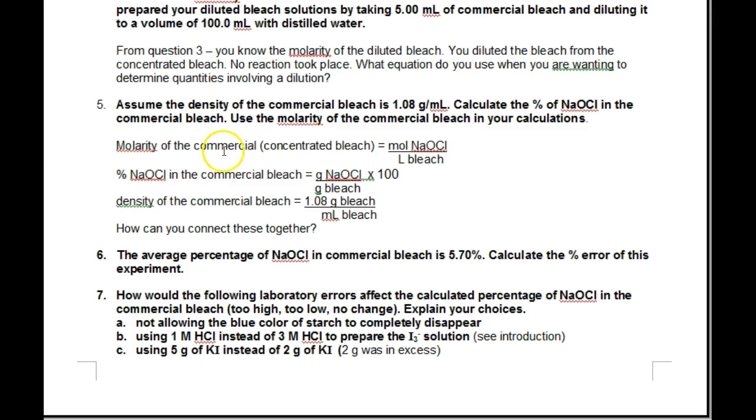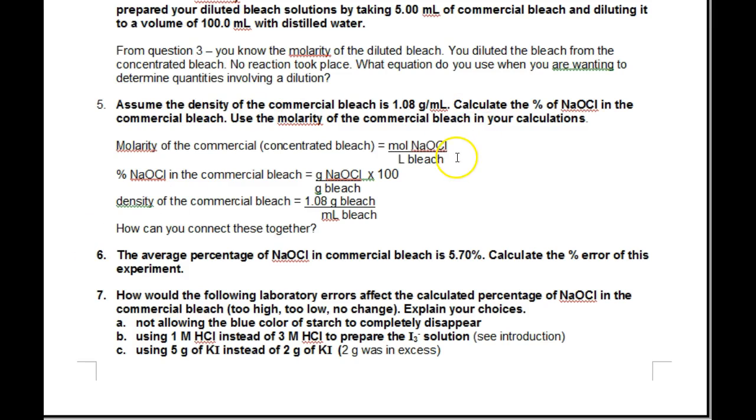And I told you here that the molarity of the commercial bleach is equal to the moles of NaOCl per liters of bleach. Because the percentage of NaOCl was just part of your bleach, the rest of it was water, it is going to be the grams of the sodium hypochlorite that was present per gram of bleach times 100. And then you can use the density to relate the grams of the bleach to the volume of the bleach. So we want to find a way to get from this first one here to the second equation, to get from moles of NaOCl to grams of NaOCl, to get from liters of bleach to grams of bleach, and then multiply it by 100.